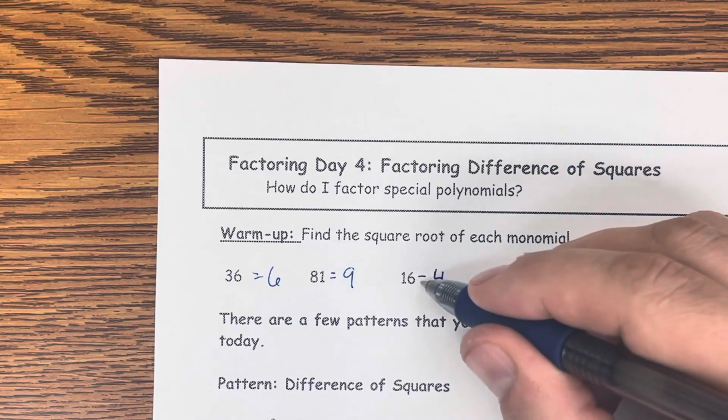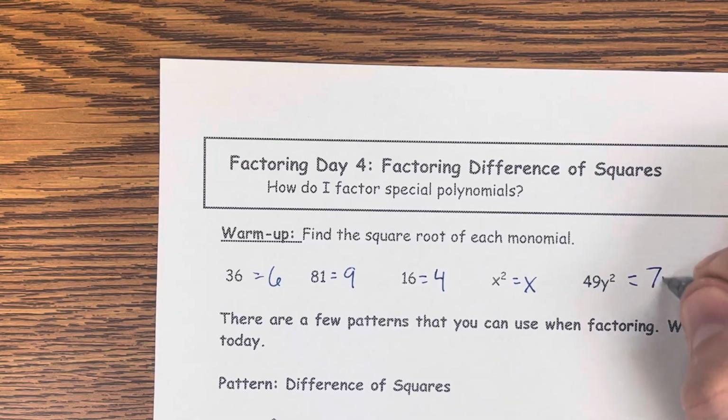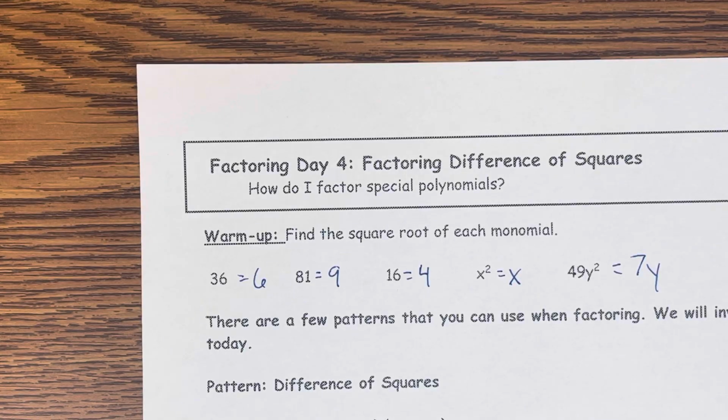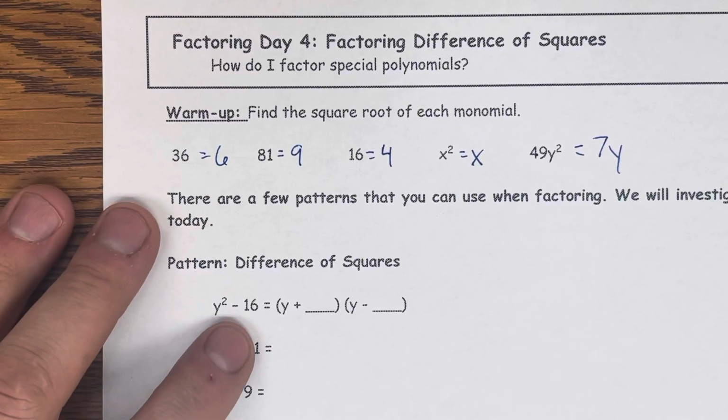Now the 49y squared, the square root of 49 is 7. The square root of y squared is y. So that would be 7y. 7y times 7y is 49y squared. So the patterns that we're going to look at here with the difference of two perfect squares, this only works if it's a difference. Keep in mind that means subtraction.